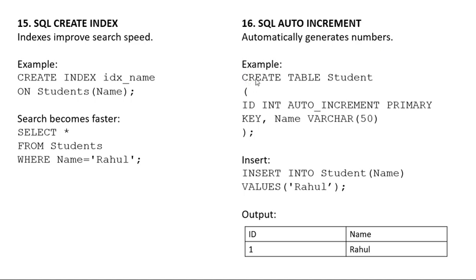Auto increment automatically generates the numbers. As an example: CREATE TABLE, the table name is student, in brackets id INT, and after that write the AUTO_INCREMENT keyword and PRIMARY KEY, comma, name is VARCHAR(50). So with the auto increment keyword, the ID is not written, it is created automatically. To insert: INSERT INTO student, in brackets name, which is the field name, VALUES, in brackets only write name is Rahul. The ID is not written, it is automatically written in the table.